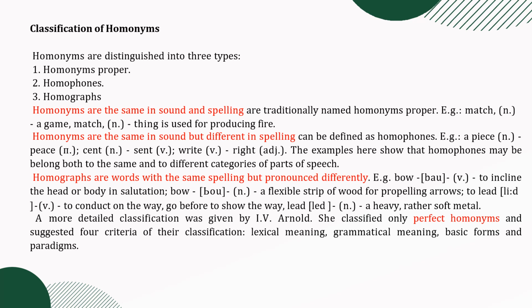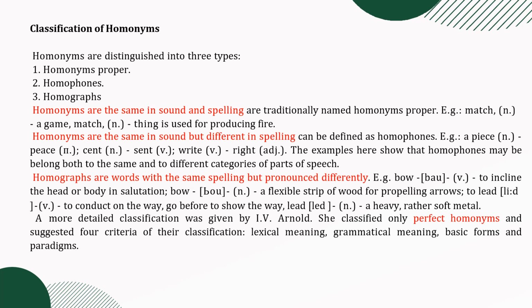Homonyms are distinguished into three types: homonyms proper, homophones, and homographs. Homonyms that are the same in sound and spelling are traditionally named homonyms proper. For example, the noun match in the meaning of a game, and match is a thing which is used for producing fire. Homonyms that are the same in sound but different in spelling can be defined as homophones.